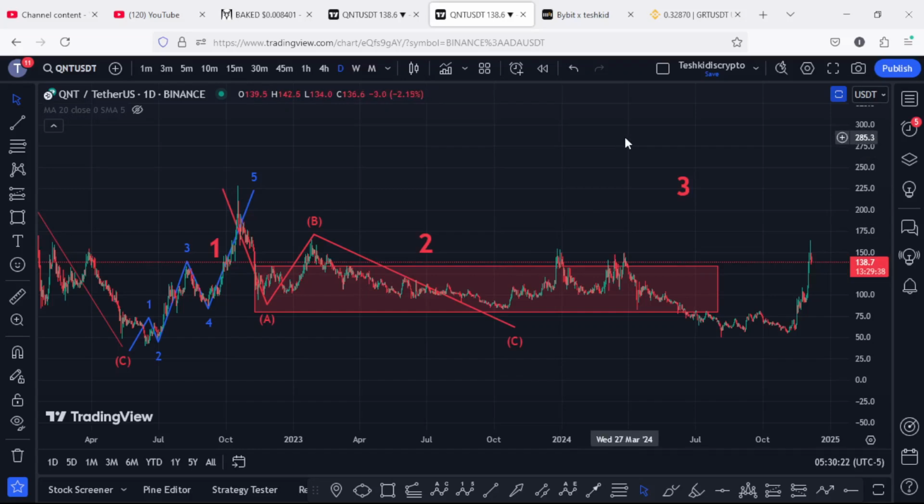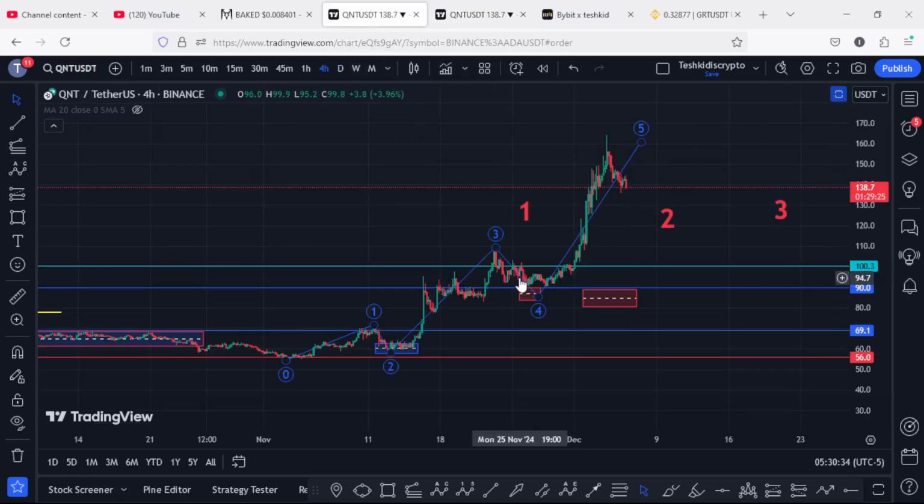QNT is one of the few coins that I believe is going to give us more than a 10x in this bull market. And at the time of this recording, we continue to see higher prices. And on today's update video, I will be discussing my short-term and also my long-term price prediction analysis, basing my analysis on the Deriv structures. So make sure that you stick around till the end of the video.